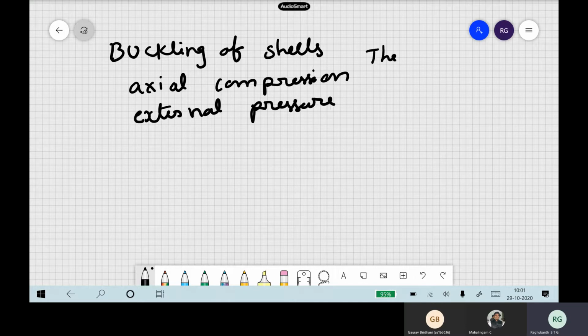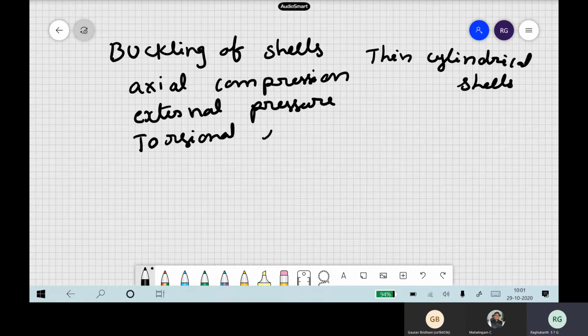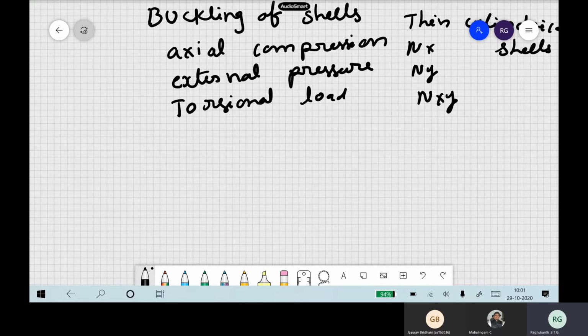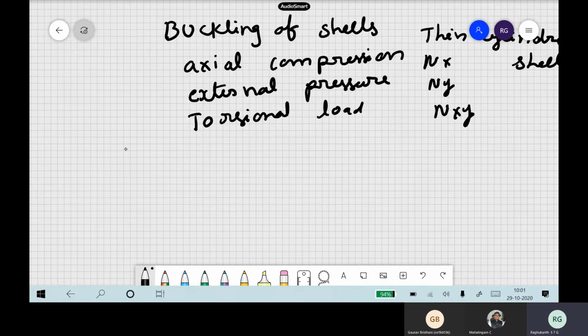And we have seen thin cylindrical shells, and then torsional load also. So one was nx, another one was ny, and the other one was nxy. We have solved many problems here, three simple cases. In all the problems, we assumed the solution w, and then solved for the buckling loads for all these three problems.